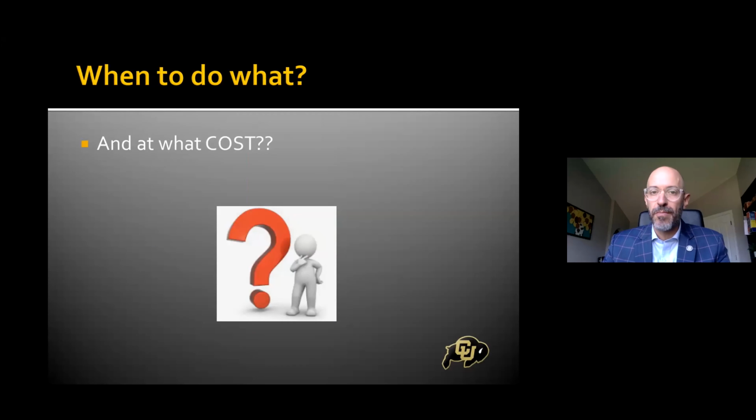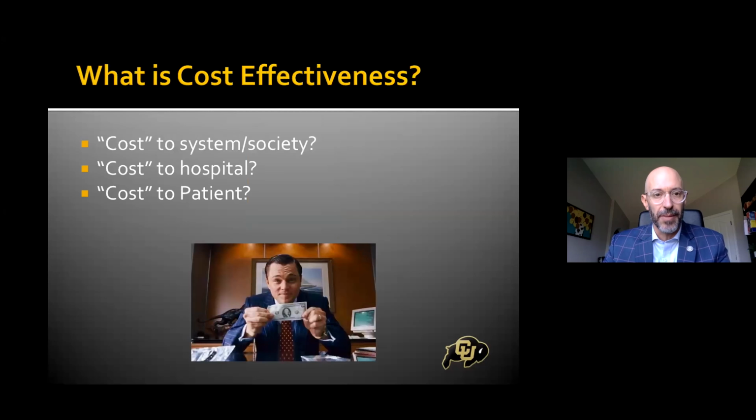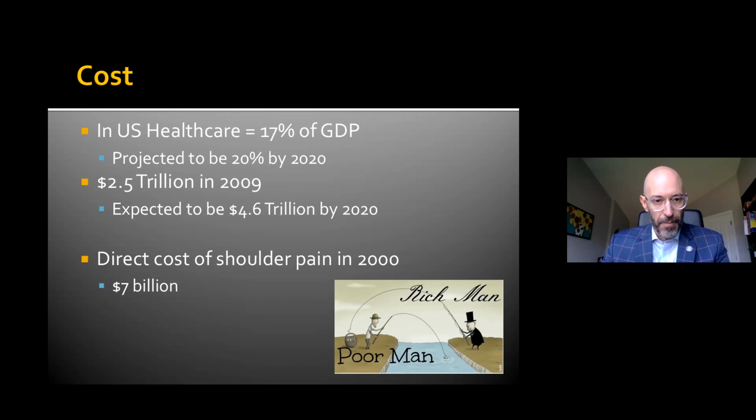I'm going to take a few minutes and digress into a topic that I don't think is addressed elsewhere, but I think is really critical when we talk about this. What about cost and cost effectiveness? The cost is variable. There's societal and systematic cost, there's hospital, but most importantly, what's the cost to our patient?